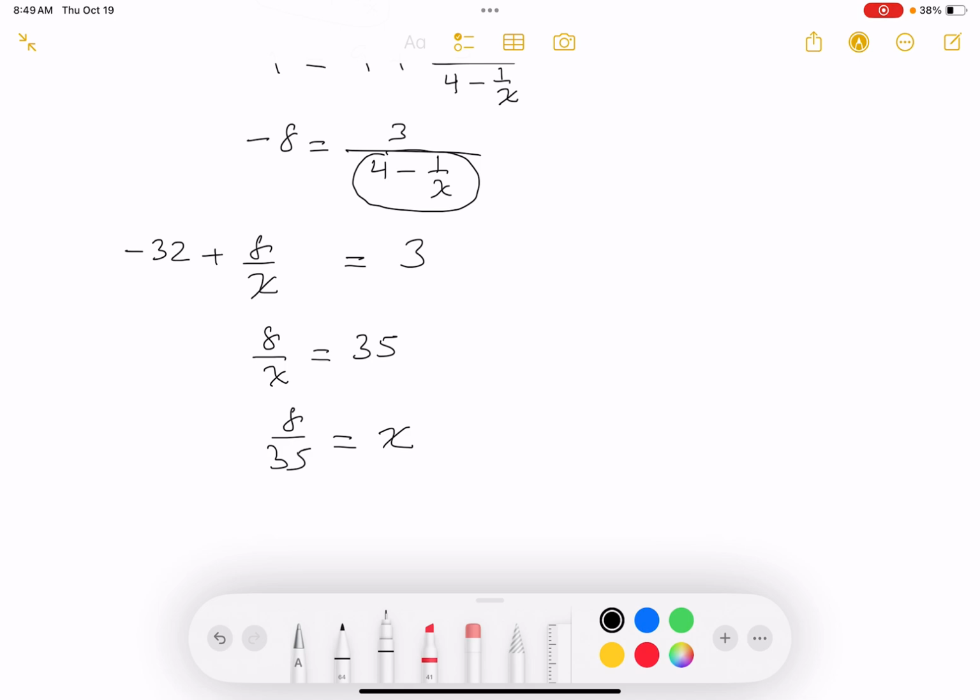Now, someone says, we're going to check that. No, I'm not going to check that. But, you know, it's certainly not in the restricted domain of this thing, so this is a fine answer. If you want to check it, you can, though. Thank you.